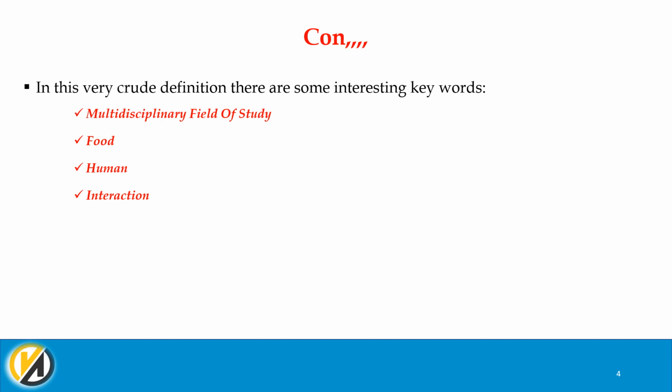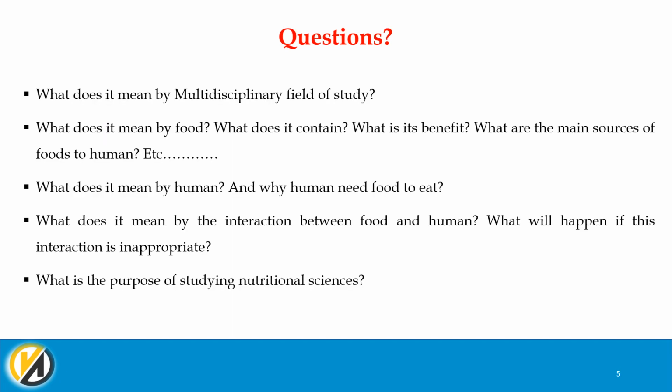In this very crude definition, there are some interesting keywords: multidisciplinary field of study, food, human, and interactions. So, what does it mean by multidisciplinary field of studies? What does it mean by food? What does it contain? What's its benefit? What are the main sources of food to humans?